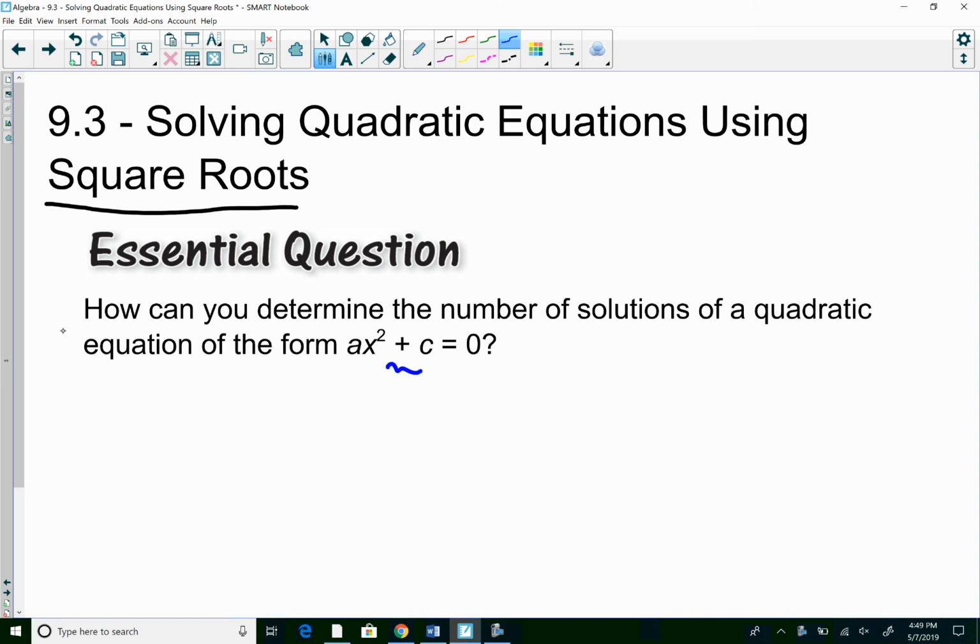Here's our essential question: How can you determine the number of solutions of a quadratic equation in the form of ax squared plus c? We've got a, we've got c. We're going to solve, and we're going to use square roots to help us solve. Make sure you get it written down, but if you need more time, pause the video because I'm moving on to the next slide.